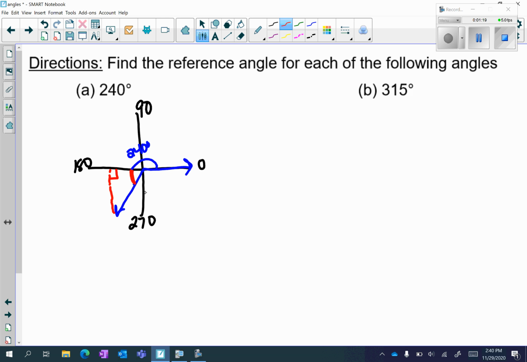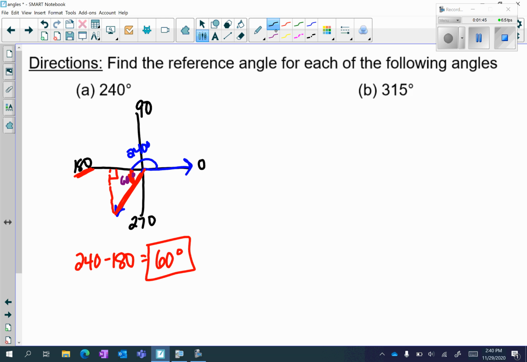So I'm going from 240, this is my 240, back to the x-axis, which is 180. So 240 minus 180 is how you'll find that tiny little reference angle in there, and you should get 60 degrees. So this angle in here is 60 degrees.